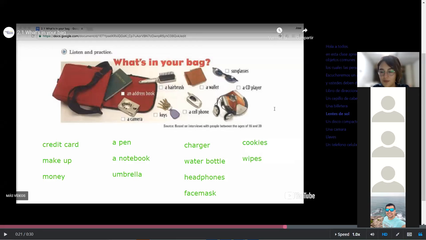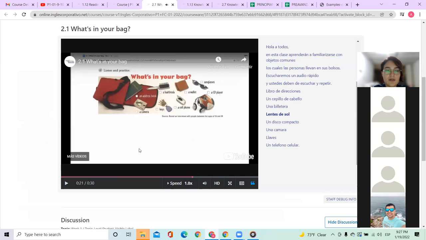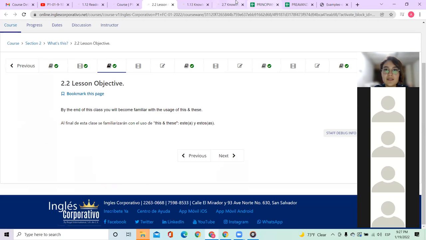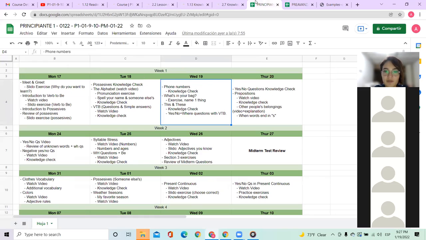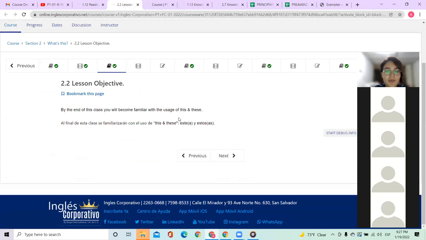Todos andamos cosas distintas, right? In our bags. But we just reviewed a bunch of vocabulary that you can use in your everyday. So that's good. Let me move on in that case to our next section. Our next section, now that we have reviewed it, it's about this and this.